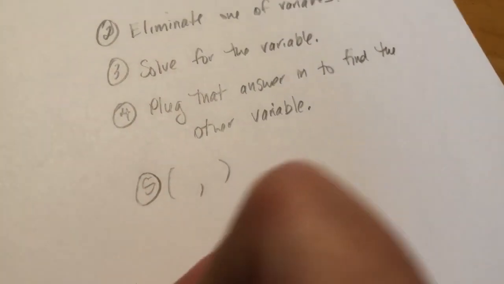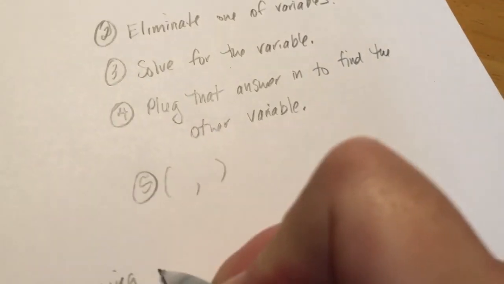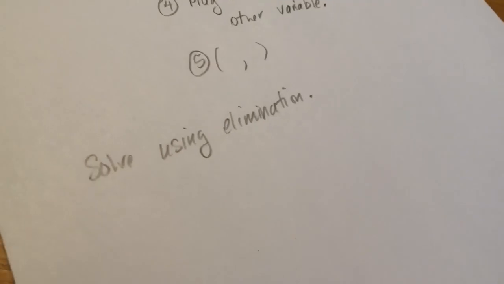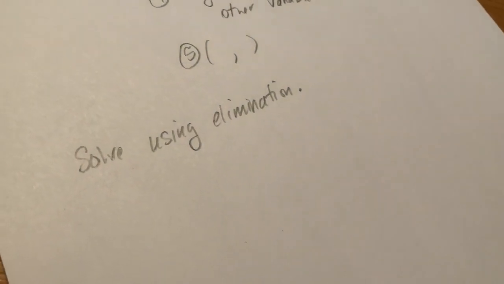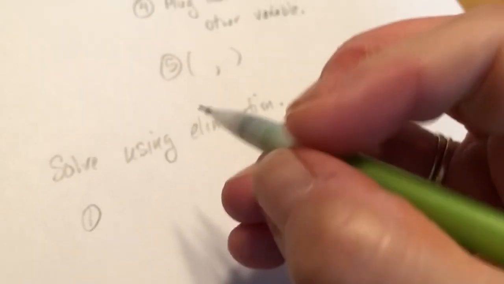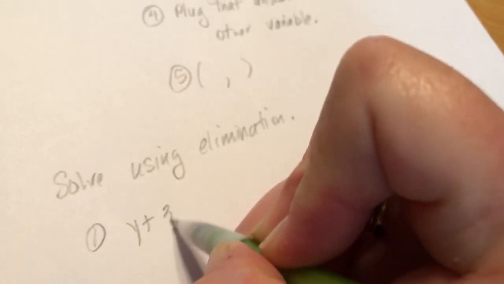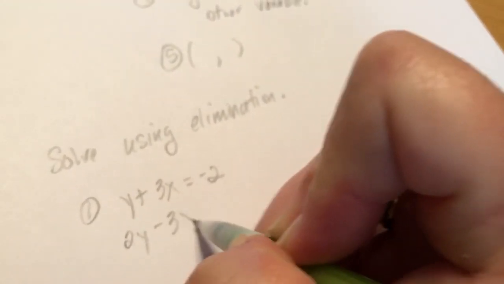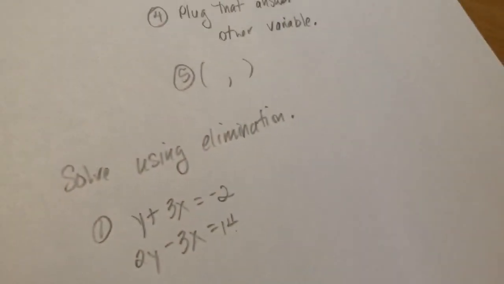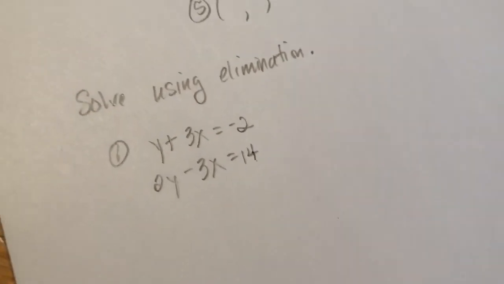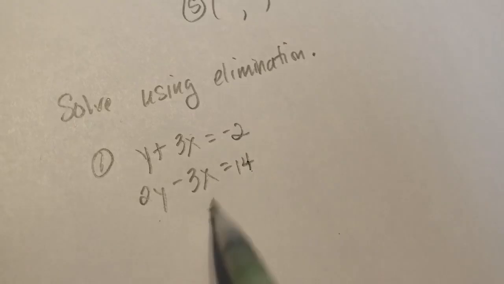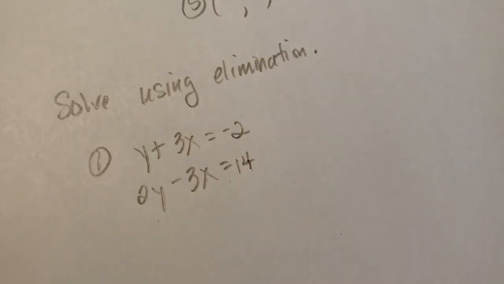So there is our process. Now, as far as directions, since we skipped graphing and substitution, this will always be solve using elimination, okay? That will always be the directions. So let's look at number 1. y plus 3x equals -2, and 2y minus 3x equals 14, okay? So the question is, are the two equations aligned? Yes, the y is under the y, x is under the x, equal sign, and our numbers. So we're ready to go.